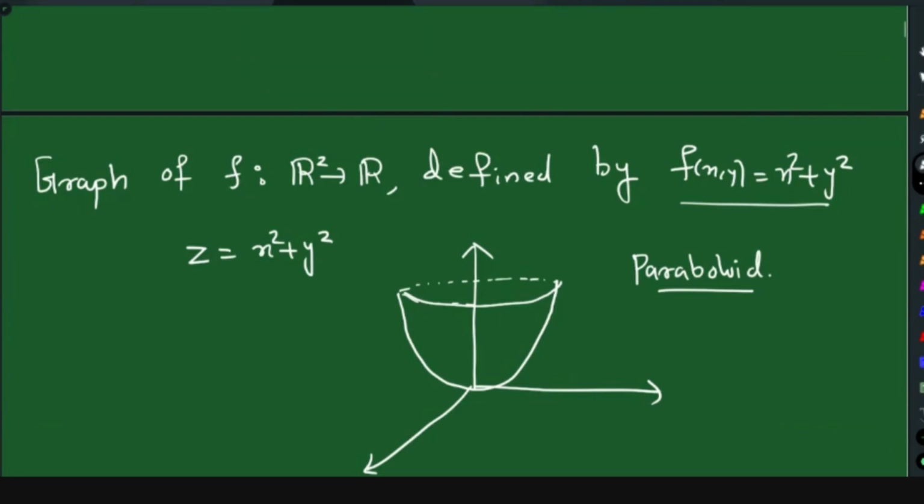Here we have to plot in 3D, because there are 2 independent variables and 1 dependent variable, usually denoted by z. So this is the graph of x square plus y square. This is a generalization of y is equal to x square. This is called a paraboloid. Most of the time, plotting the graph of such functions is difficult.